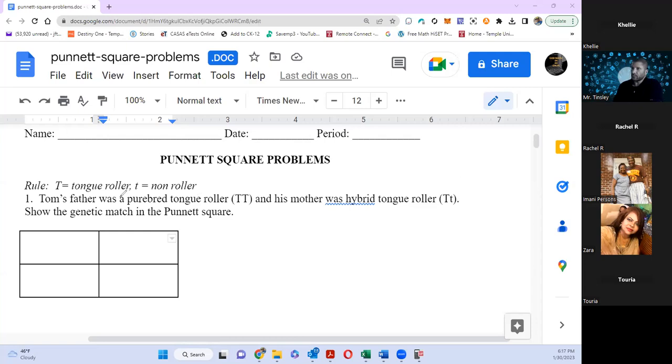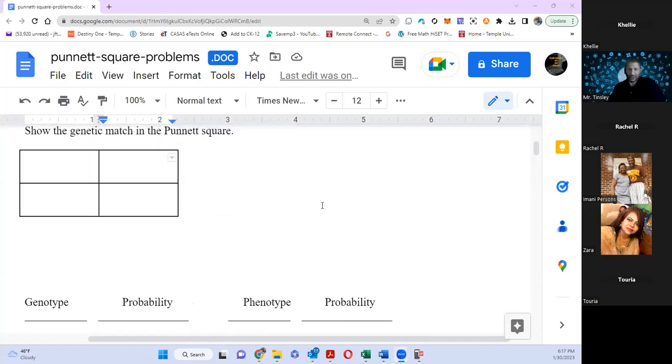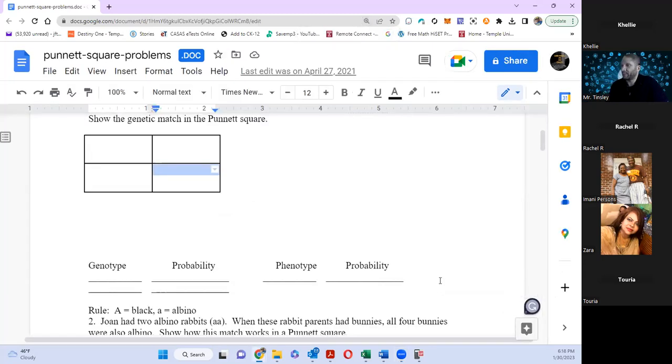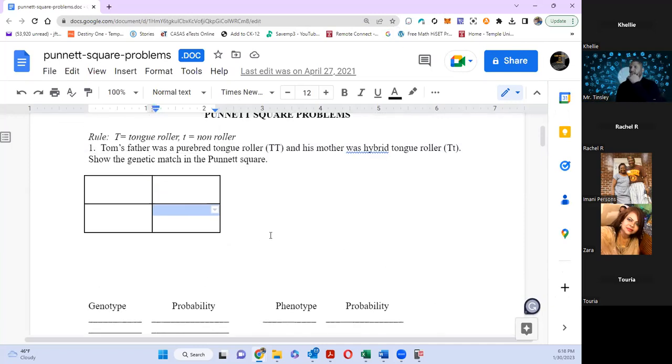So the genetic match, let me see. How am I going to get this whole thing on the screen? It's going to have to be small. I apologize. Okay, there we go. So how are we going to set this up? First of all, the male is going to go on the left. The female is going to go on the right. We know our male is a capital T and a capital T. We know our female is a capital T and a lowercase t, so a dominant and a recessive.